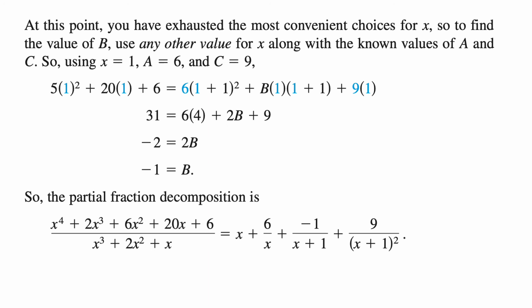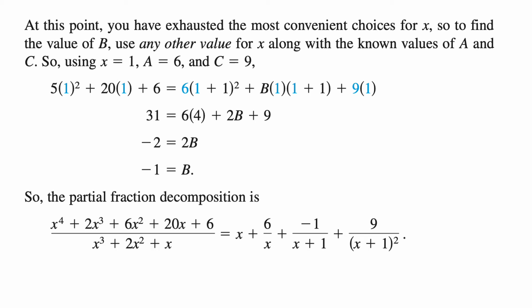And then finally, I've used the most convenient values for x. So to find B, I'm going to use any other value along with whatever A and C are. So I'm going to plug A and C in now, and I'm going to choose one for x. Since A is 6, there's the 6 right there. And then (1 plus 1) squared, plus B, that's what I'm trying to find, times x, which is 1, times (1 plus 1), and then plus 9, which is C, times our x, which was 1.